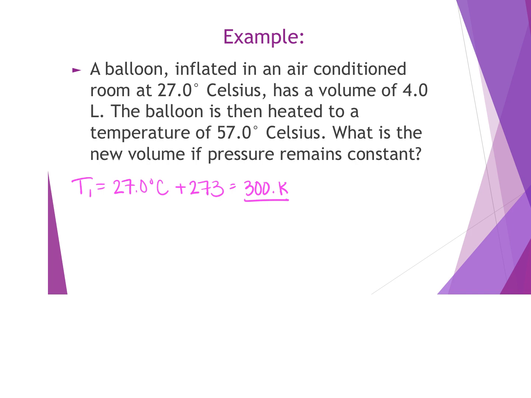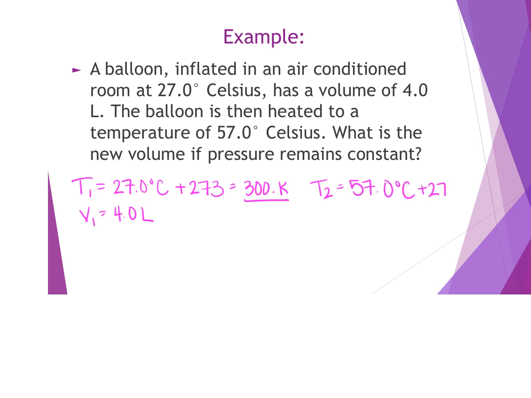What's the next number you see? Okay, 4 liters, and liter is a unit for volume. Okay, so V1 is 4.0 liters. All right, the balloon then gets heated to a temp of 57 degrees Celsius. So what's that? T2 is 57 degrees Celsius. And can you be in Celsius? Okay, so what are we going to do with that number right away?